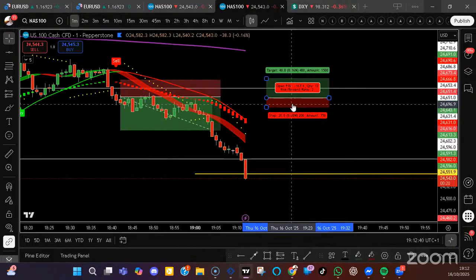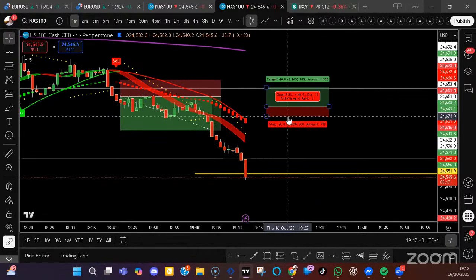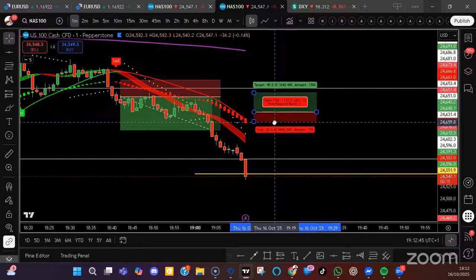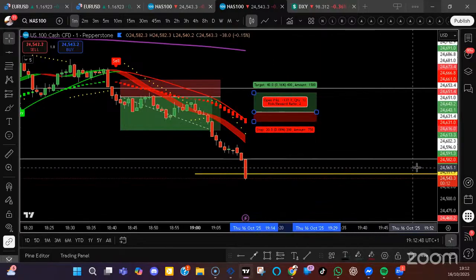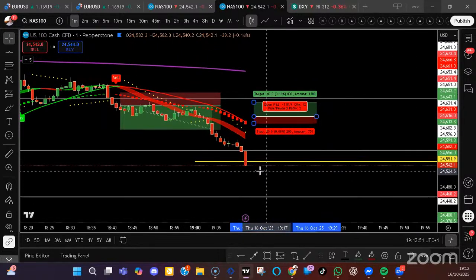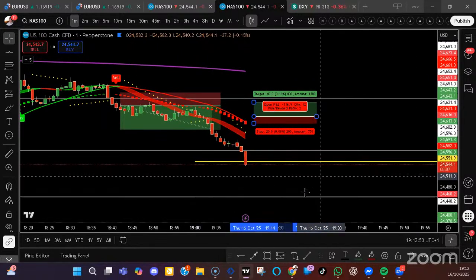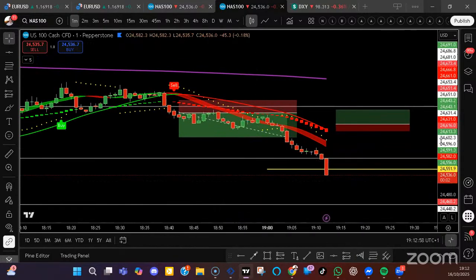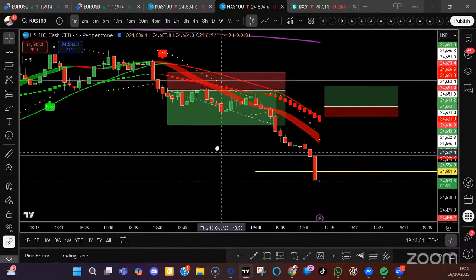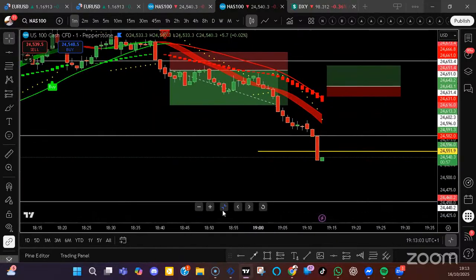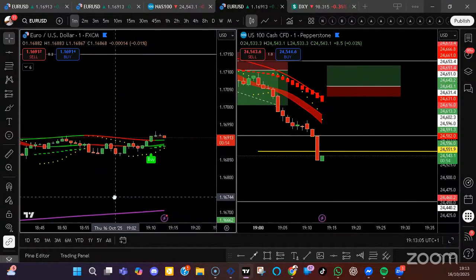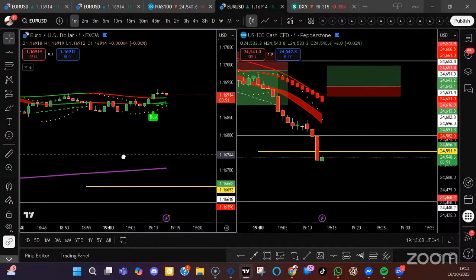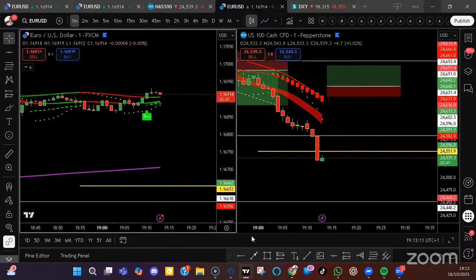This is the sort of scenario we're looking for for the next buy, because we are in the buy zone. So we can officially take the next buy if one presents itself. And meanwhile, the EUR USD is going nowhere. This is what happens.